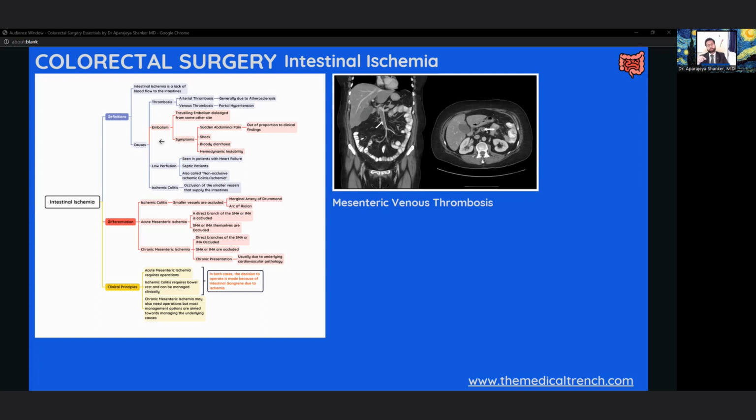So if, for example, this patient had some kind of emboli in the heart, or had a prior history of atrial fibrillation, they can present with an embolus. Now, the symptoms are more or less the same. This patient will also have bloody diarrhea, but the important red flag here is that they may have hemodynamic instability.